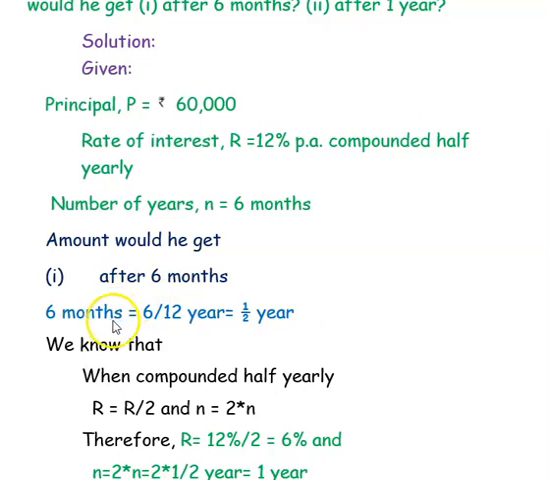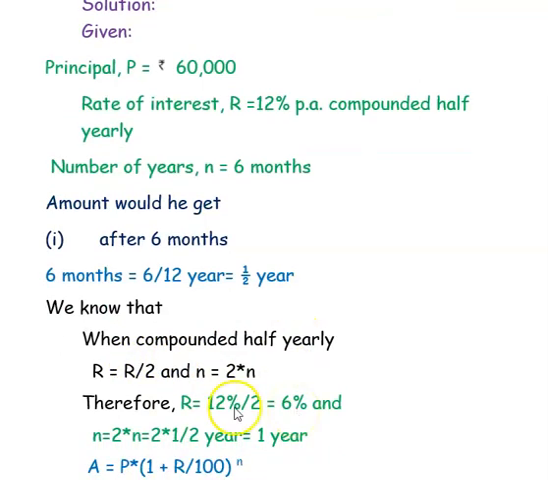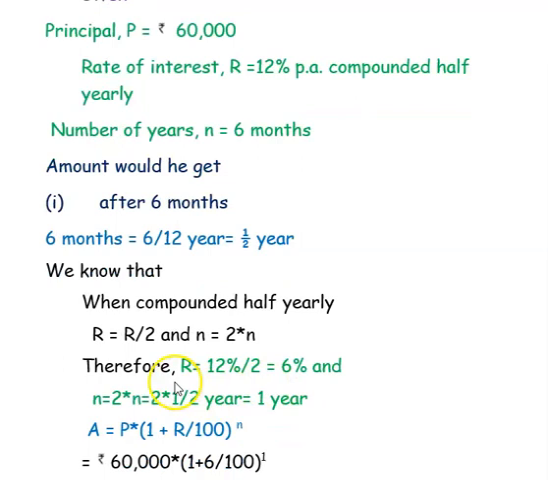After 6 months means 6 by 12 year, that is half year, because we are substituting N in the form of years, so we want to convert it into years. Then, it is given compounded half yearly. We know that R becomes R by 2 and N becomes 2 into N. That is, when compounded half yearly, we have to convert the rate of interest and number of years like this. R is given as 12%, so if you convert, you will get R as 12 by 2, that is 6%. And N is 2 into N, so 2 into half year is 1 year.